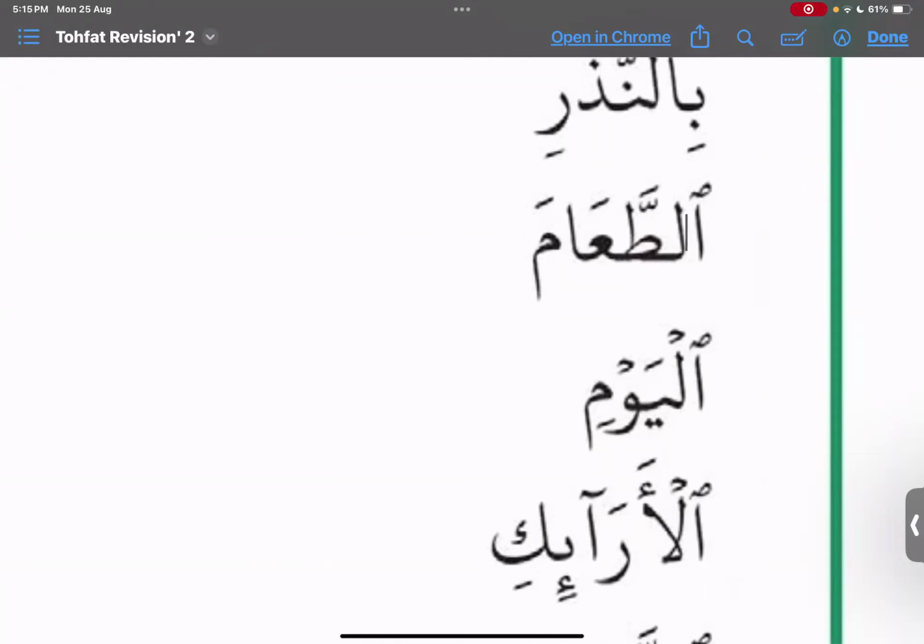If the lam has nothing on top, then it is Shamsiyya. It is Idgham, it's not pronounced. If the lam has a sukoon on top, then it is Qamariya, it is Izhar, it is pronounced. If the letter after the lam has a shadda, then that is an indicator that the lam itself is going to be Shamsiyya, Idgham, not pronounced. If it does not have a shadda on the third letter, then that's an indicator that it's Qamariya, right? Izhar, and it is pronounced.